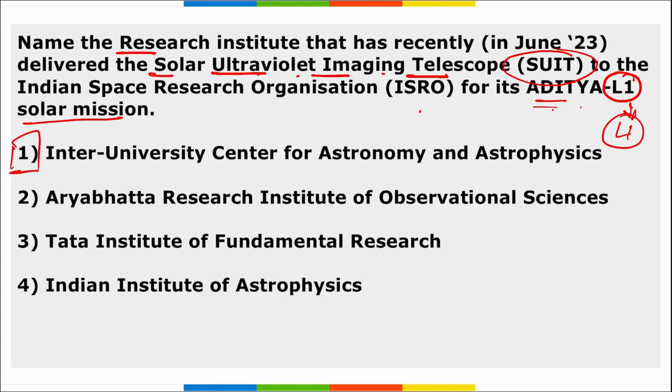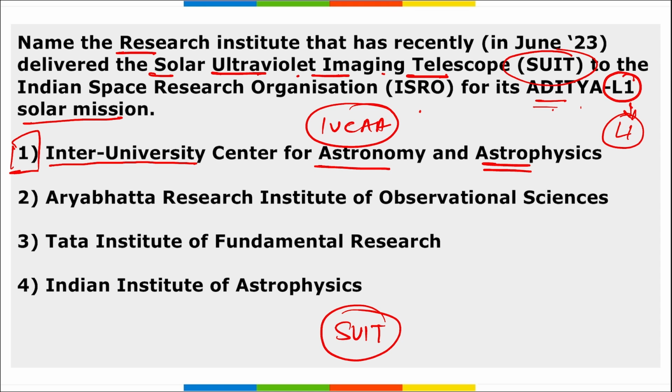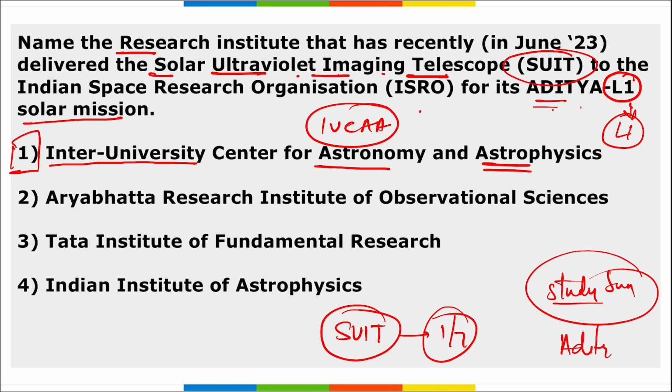Which is the university or institution? It is the Inter-University Centre for Astronomy and Astrophysics. Correct? And this was delivered by them, that is IUCAA, to ISRO for their Aditya L1 solar mission. Correct? And also remember this SUIT, that is Solar Ultraviolet Imaging Telescope, is one of the 7 payloads for the Aditya L1 mission, and it is India's first mission to study the Sun. The name is Aditya. Right?